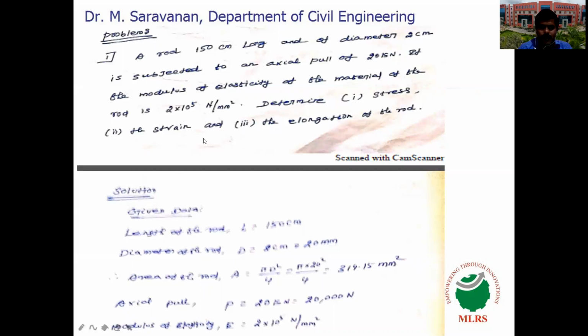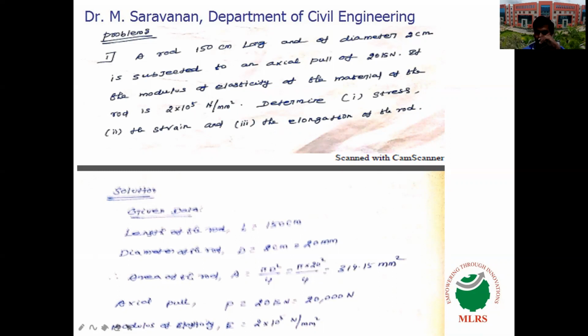The given data are: length of the rod L is equal to 150 centimeter, and diameter of the rod D is 2 centimeter. You can convert that into mm. 2 centimeter is equal to 20 mm. The area of the rod A: it is a circular rod, therefore the area will be pi d square by 4, or pi r square. So pi into 20 square divided by 4, so you will get area 314.15 mm square.